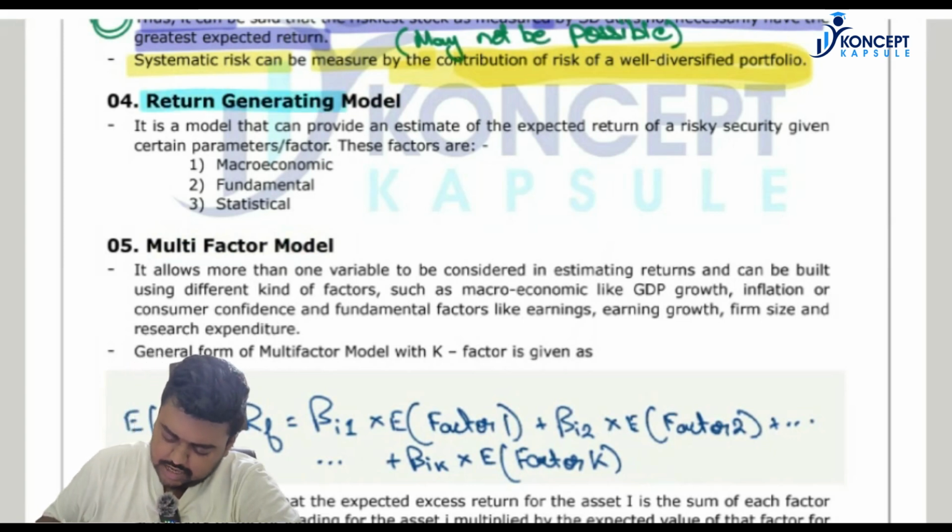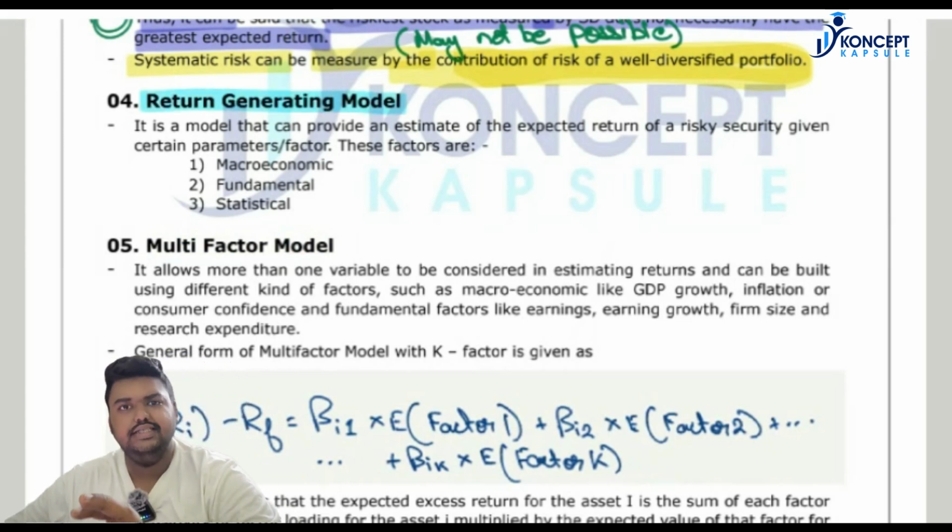First is the return generating model, and don't worry, guys, these are very small topics. There is only one major and big topic, known as the capital asset pricing model, and as of now we are not looking at it. But when we start, I'll give you a heads up that this model is very important in terms of the exam, and also for building the concepts for the future studies that we will be doing.